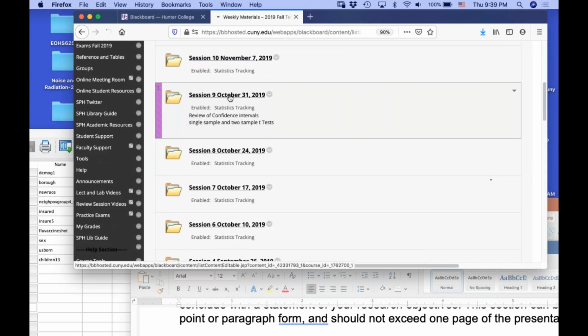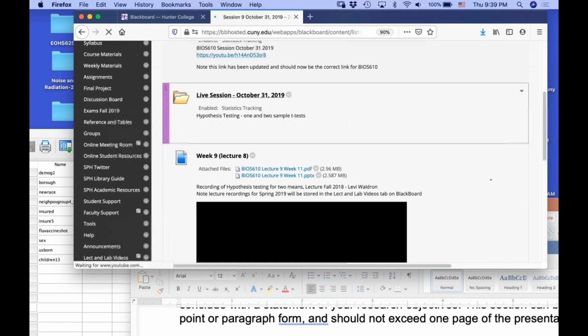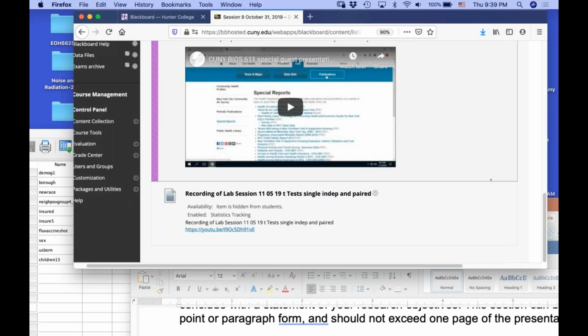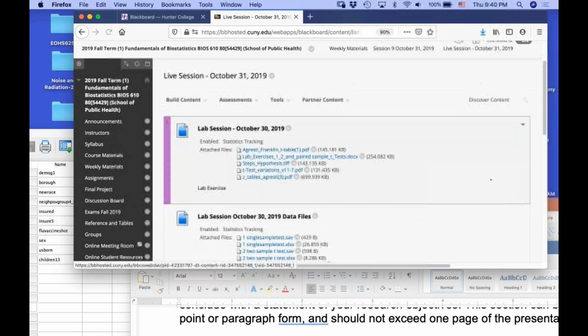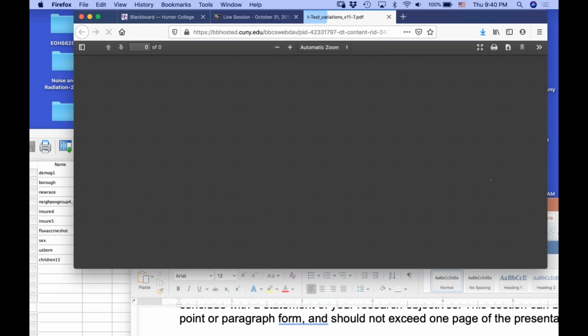Single sample, two sample t-test probably in here. And let's see if the data files are in here. Yeah, here we go. T-test variations.